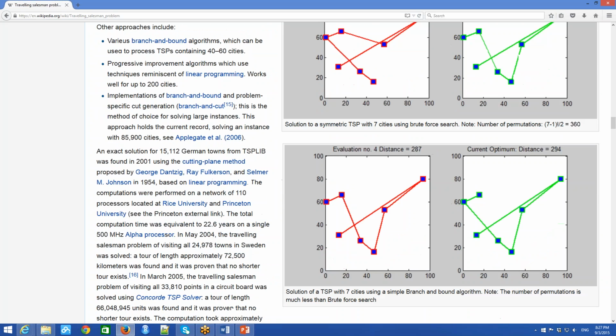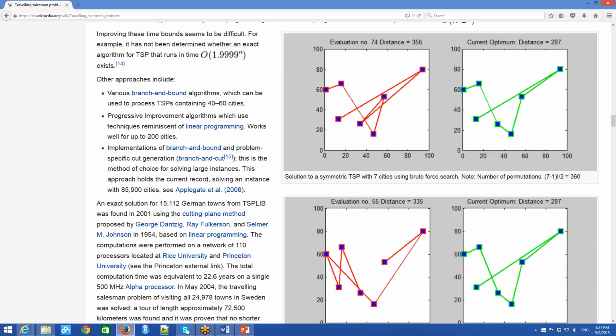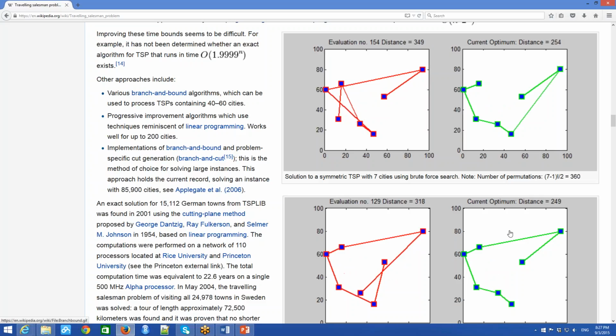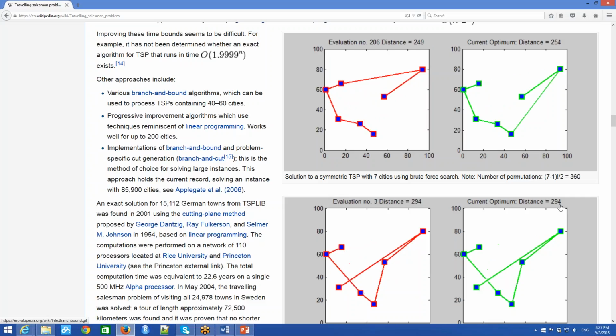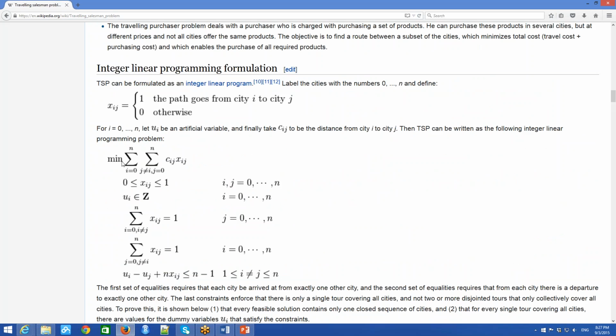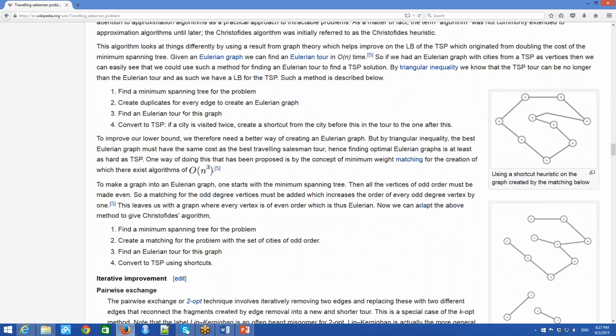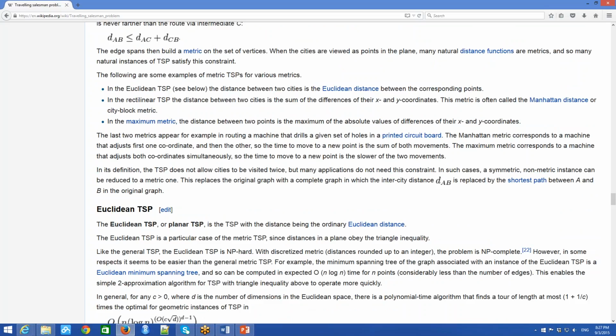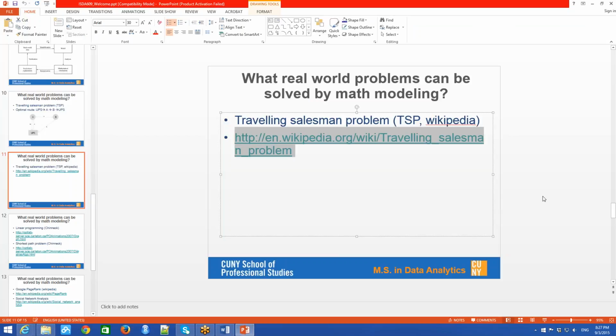So that gives you some idea here. Doing some computation to figure out where the optimal route is. This is another way that you can look at it. And then the current optimum distance is 249. Hopefully, we continue to improve the objective function, which is that we're trying to minimize the total cost. In any case, that's just an example to give you some idea about what a TSP problem is.